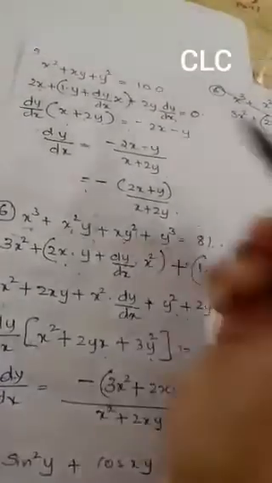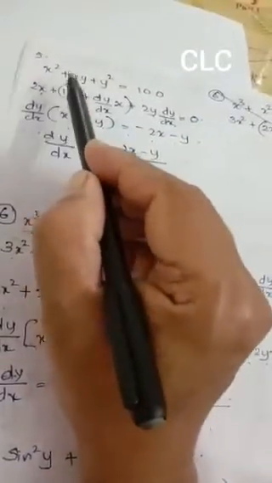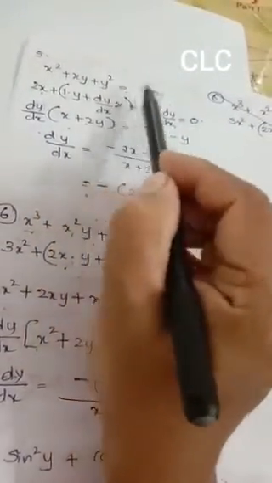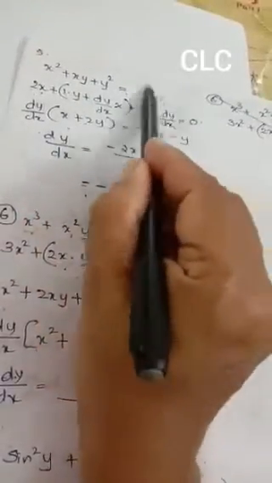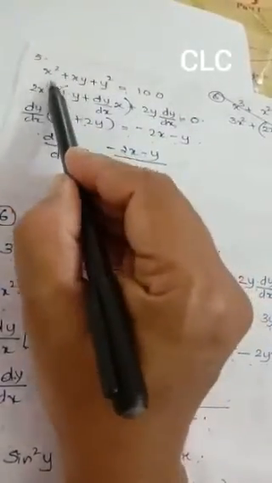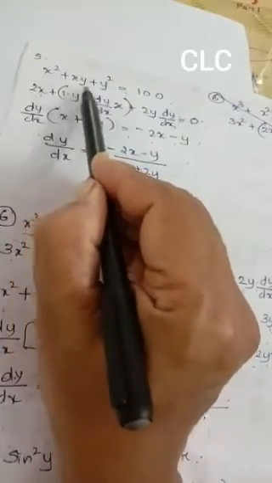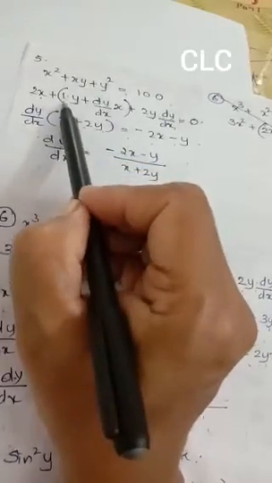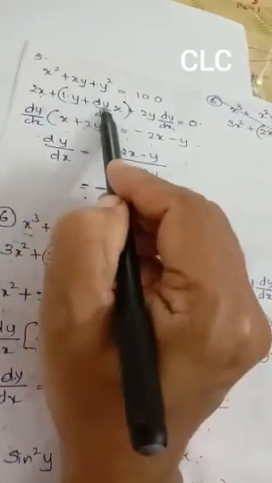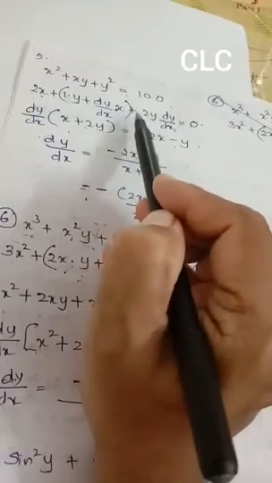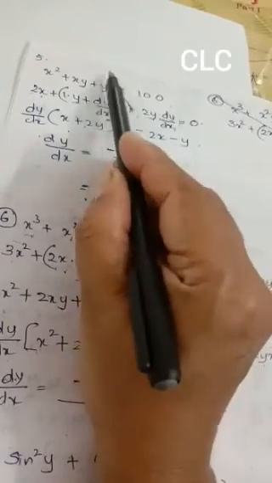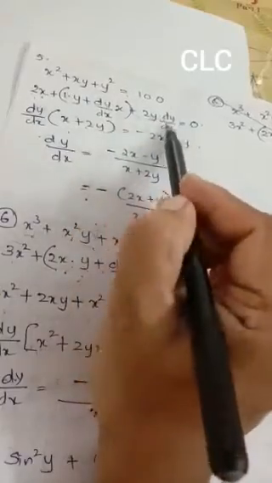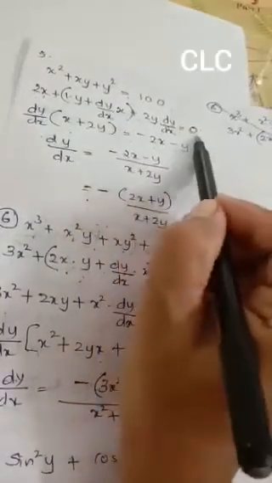Okay, now let us go to question number 5. Look here. Your question is x square plus xy plus y square is equal to 100. Same method, we are taking the derivative of all. Derivative of x square is 2x plus x into y. What we have to do? Product rule. Derivative of first into second plus derivative of second into first, plus what is the derivative of y square? 2y, derivative of y, dy by dx. And derivative of a constant is 0.